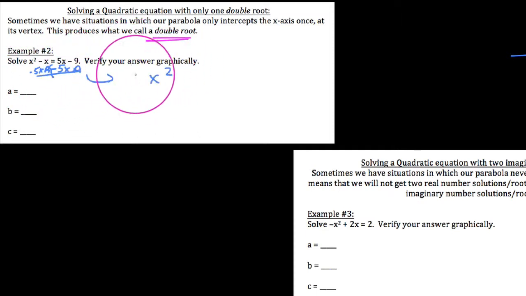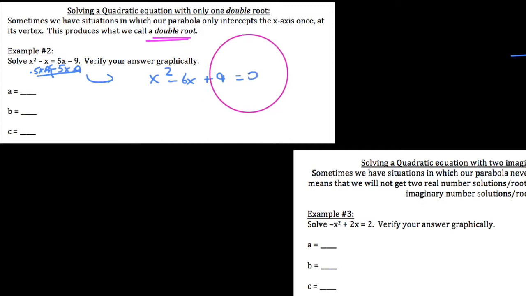We'd say, well, I'd have x squared. A negative x and a negative 5x give me a negative 6x. And I also added 9 to both sides. So what we end up with is something like this right here. So, all right, well, let's go solve this.